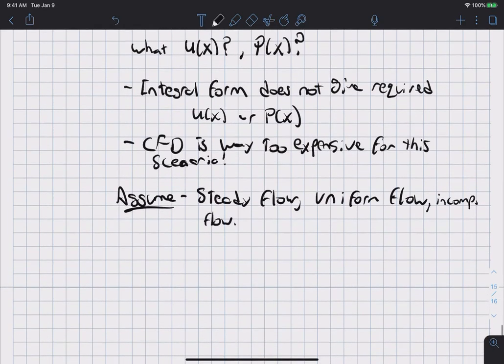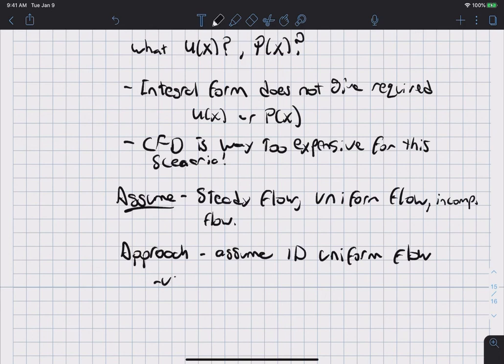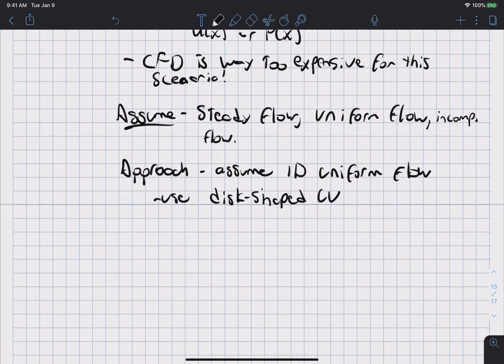And so our approach is to use an infinitesimal control volume, but rather than dividing it into a bunch of tiny little squares, we are going to divide it into a bunch of tiny little disks. We're going to assume a one-dimensional uniform flow and use a disk-shaped control volume. Here, what I mean by that is I'm going to redraw the tube.